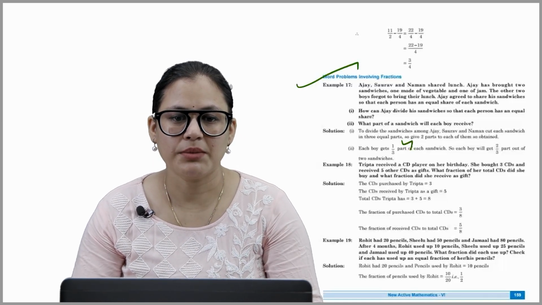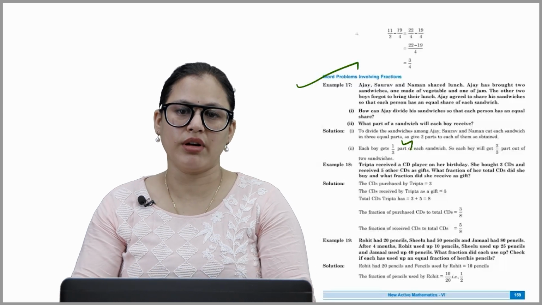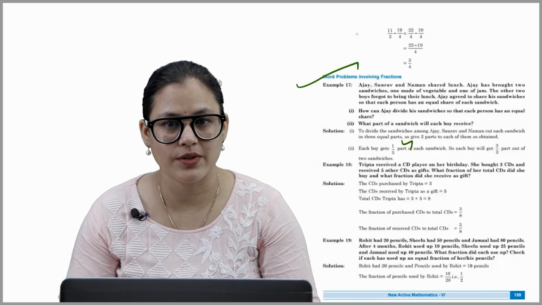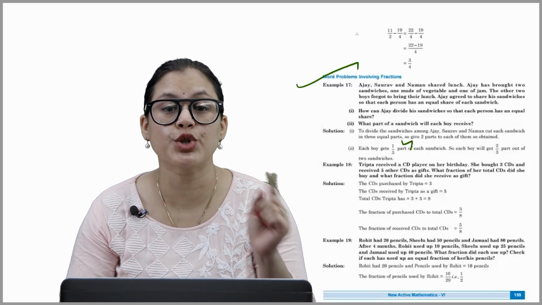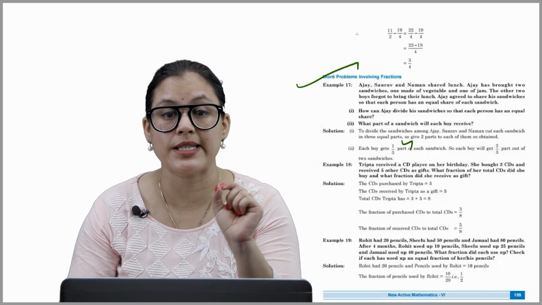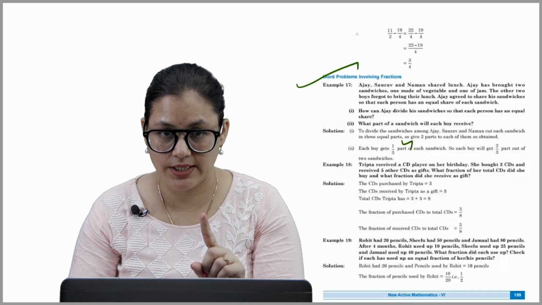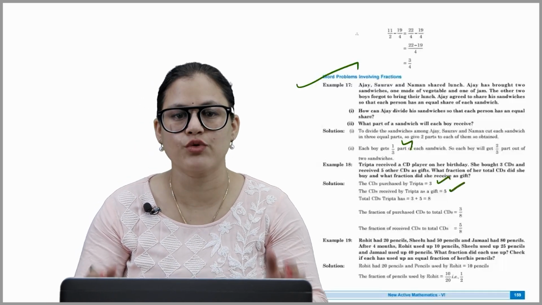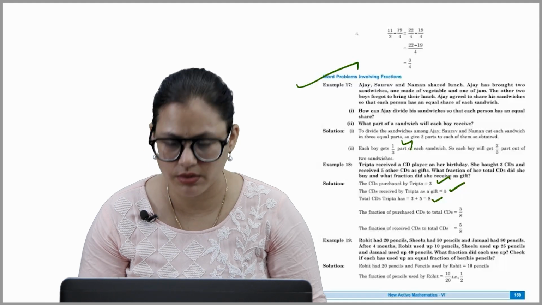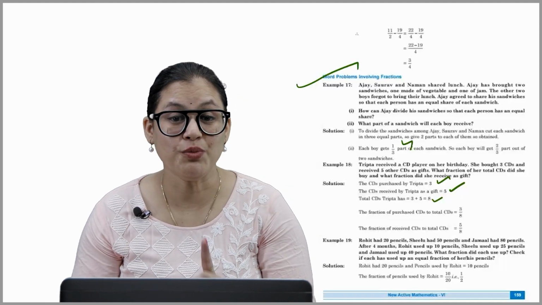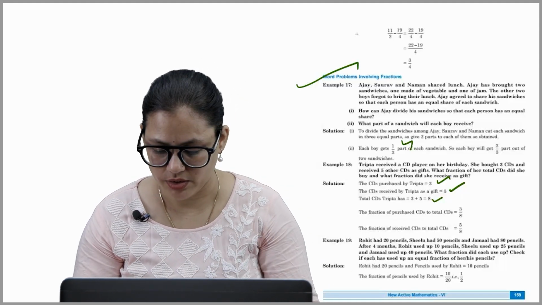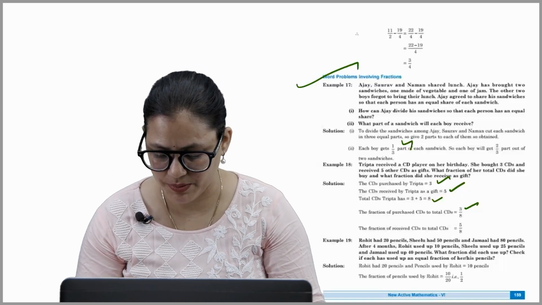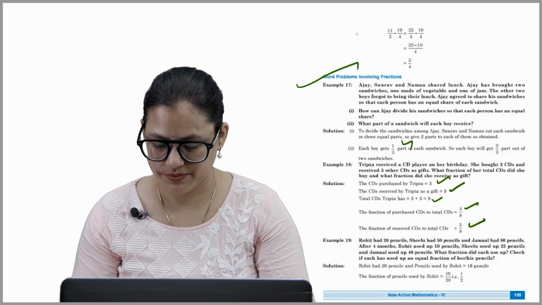Example 18. Tripta received a CD player on her birthday. She bought 3 CDs and received 5 other CDs as gift. What fraction of her total CDs did she buy and what fraction did she receive as gift? Okay. CDs she purchased 3, which she got as gift 5. So total CDs are 8. So this is very simple. Fraction of purchased CDs to total CDs is 3 by 8. Okay. And fraction of received CDs is 5 by 8. Right, students?